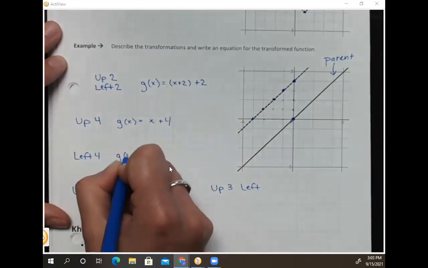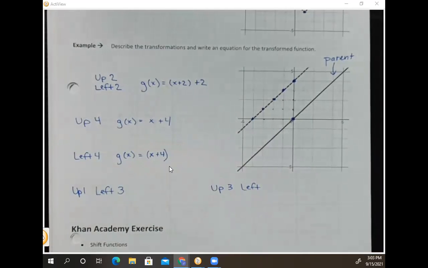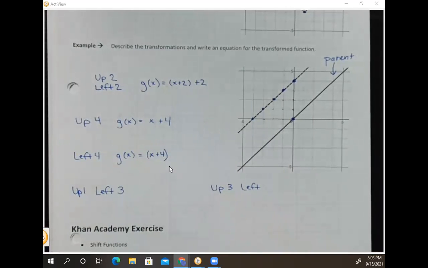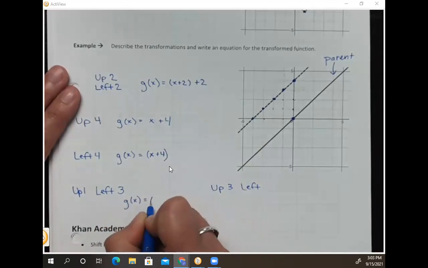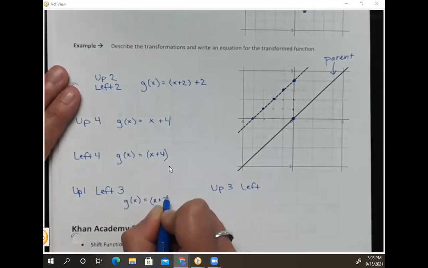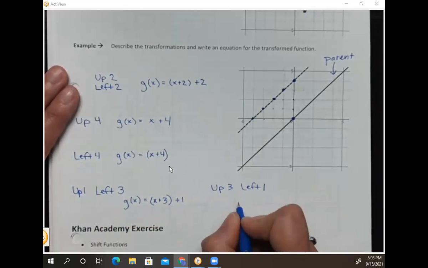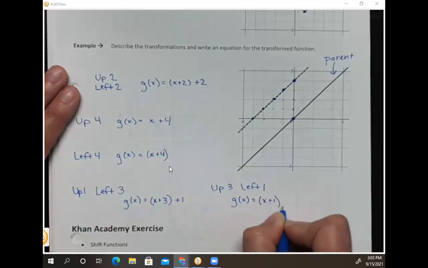Left 4 means I would take that 4 and add it right to x. So I'm going to group that in with the x. I know it seems silly here. I'm just grouping those side to side, in this case, left transformations, the same way we did for our other functions. Up 1, left 3, that would be x plus 3 plus 1. And then up 3, left 1, that would be x plus 1 plus 3.